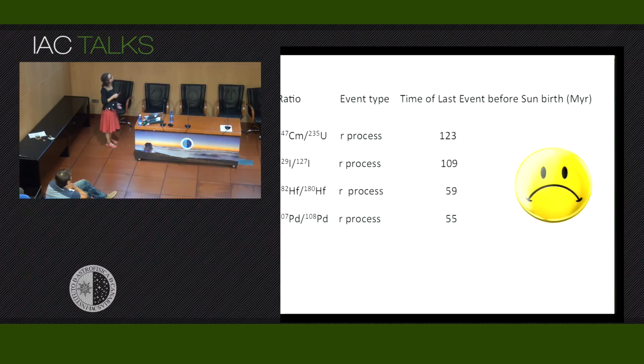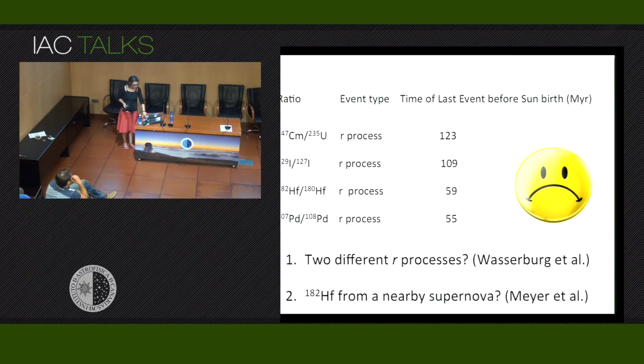Then if we take hafnium-182 from the last R process event, the timing is about 60 million years. And people have looked at all the uncertainties. There is no way that these can cross within uncertainties. So this was a big problem since the 1990s, when for the first time people observed hafnium-182. So in the past 25 years, people have tried to find solutions to this problem. And basically they came up with two different ideas.